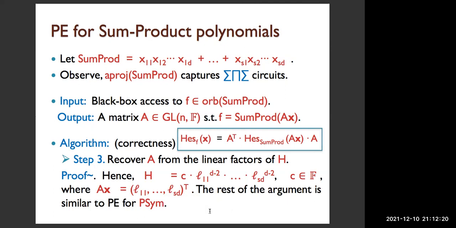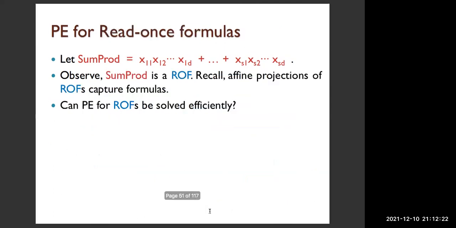But now that we are into this Hessian business, we can get a little optimistic at this point and notice that the sum product polynomial is actually a read-once formula. It's a depth 2 read-once formula, because you can write it as a plus gate on top, and below that product gates, and the product gates take as inputs these distinct variables. So it's a read-once formula, and let's ask this question: can we solve the polynomial equivalence problem for general read-once formulas? So what does that mean?